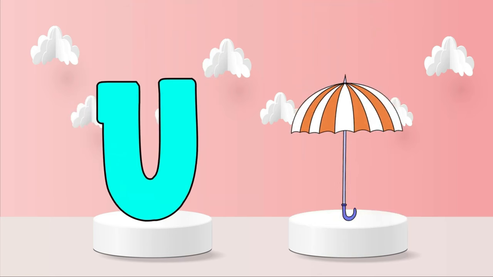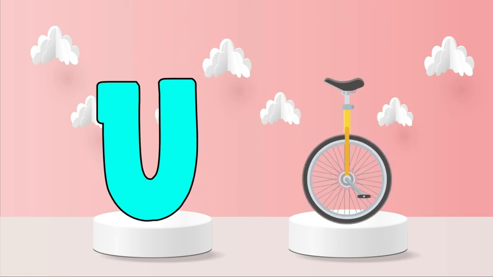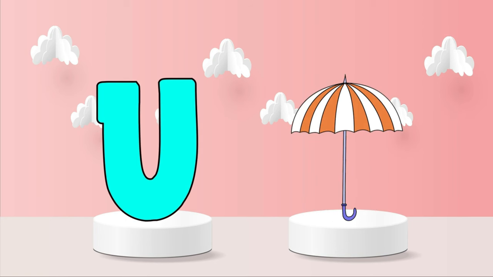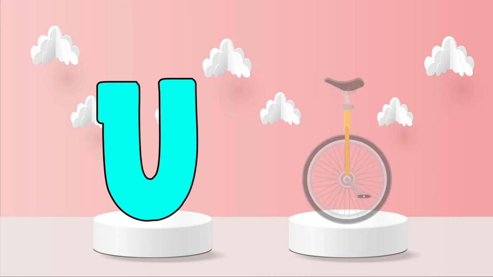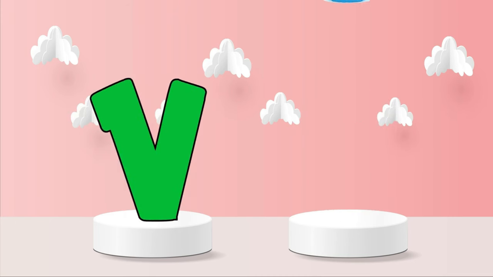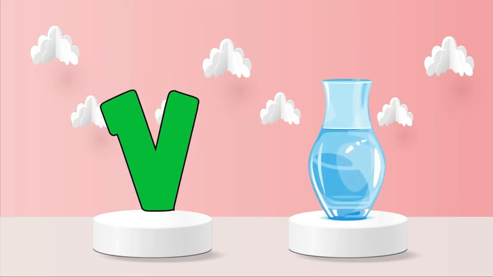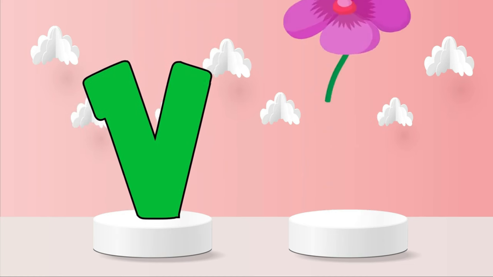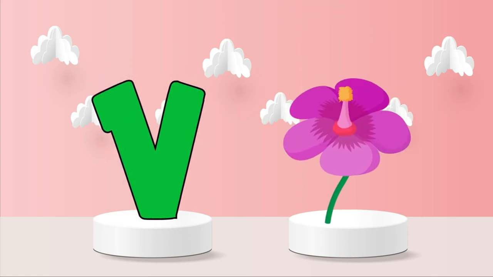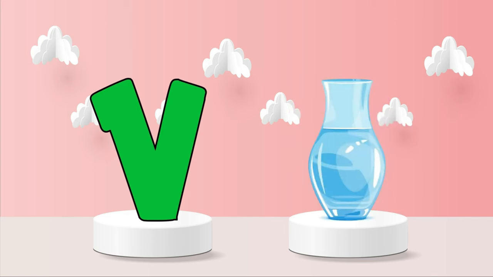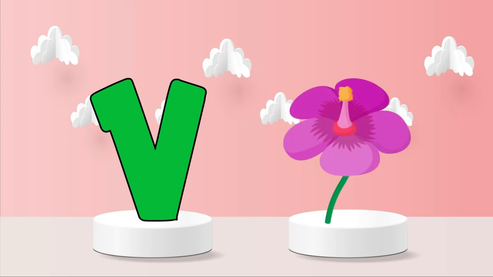U is for umbrella, umbrella. U is for unicycle, u u unicycle. U is for umbrella. U is for unicycle. V is for vase, v v vase. V is for violet, v v violet. V is for v v v v vase. V is for v v v v violet.